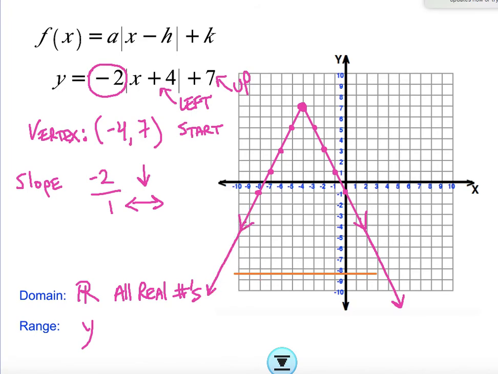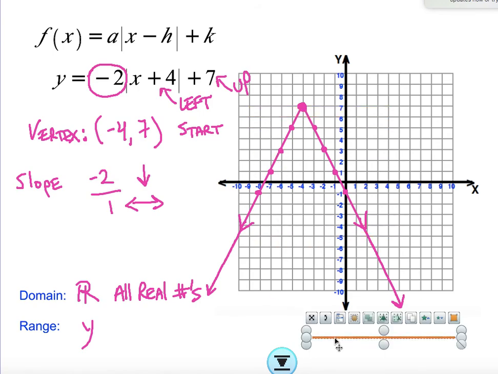Okay, so I have y values way down here. All of these y values are totally cool until I get up to 7, and then there's nothing above 7. So one way of saying that is my y values have to be 7 or below. Another way of writing that would be less than or equal to 7. It can equal 7 up here, but then it's all the y values below it.